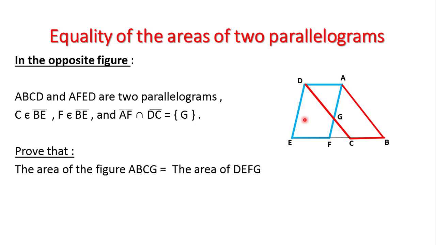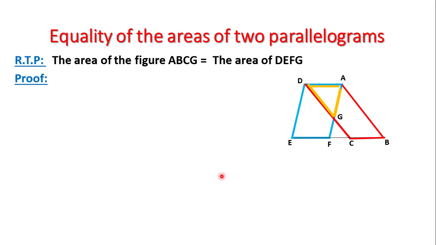Let's begin. At first, I write the given and the required to prove. The given, of course, is this part. I won't write it again. And the required to prove is that the areas of the two figures are equal. How can I prove that? Look at this figure. We have two parallelograms. The parallelograms are equal in area.